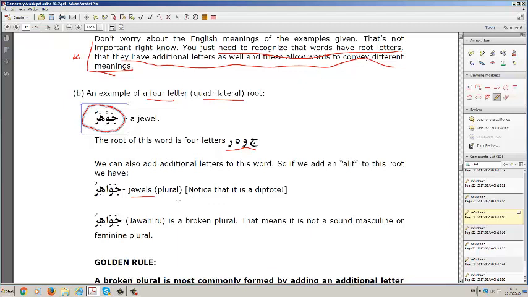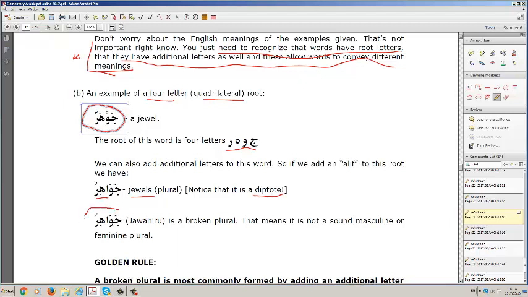And this is now, yes, this is a plural, of course. And also notice, just incidentally, this is a diptote, it's not jawahirun, it's jawahiru. This is one of the words that's a diptote. You can just refer back to your earlier lesson if you've forgotten what a diptote is.